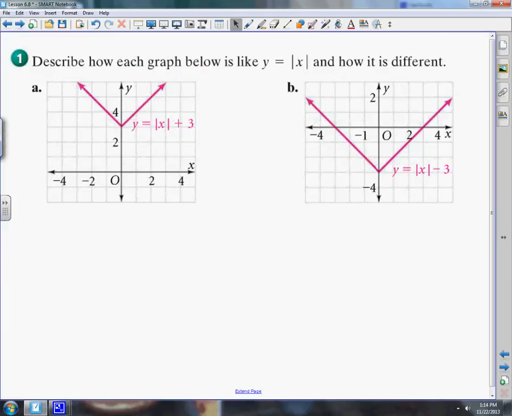So describe how each graph below is like y equals absolute value of x and how it is different. So write this down in your notebook. So A has a shift of +3, so it has a y-intercept of 3. And this has a y-intercept of -3. They're pretty much the exact same as y equals absolute value of x, except the intercept is different. So that's the only thing that is changing.